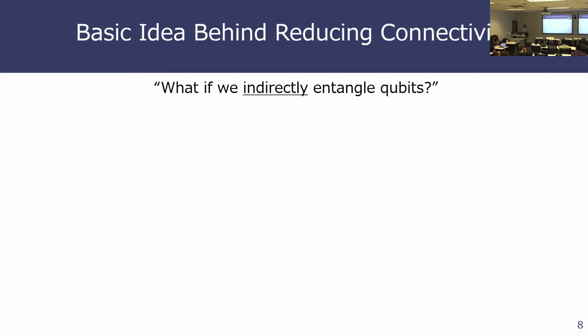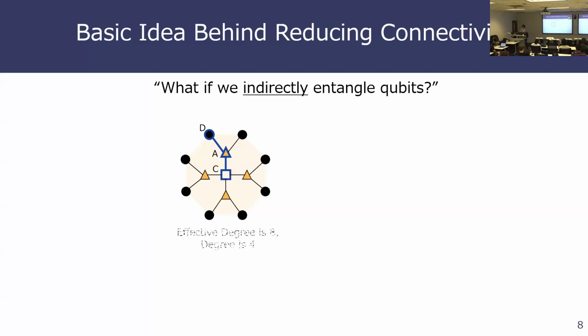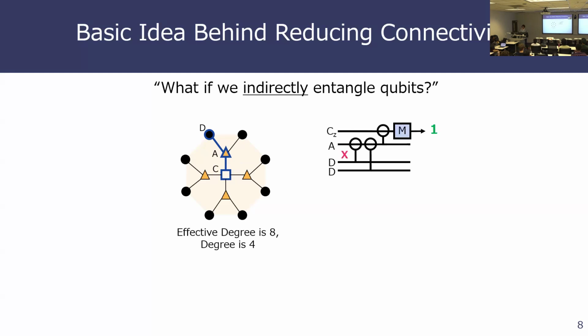So we have to reduce connectivity some way, but we also have to be able to entangle our data qubits with the check qubits. And here's a very simple idea: what if we just indirectly entangle my data qubits with my check qubits? Something like this. I have these triangle qubits, these ASPLOS qubits, kind of in the middle of my check, and I'm going to indirectly entangle my check qubits with my data qubits by performing CNOTs with this ASPLOS qubit. Here, the effective degree is 8, but the actual degree of the circuit is at most 4. We look at the internals of the circuit, it looks like it works.